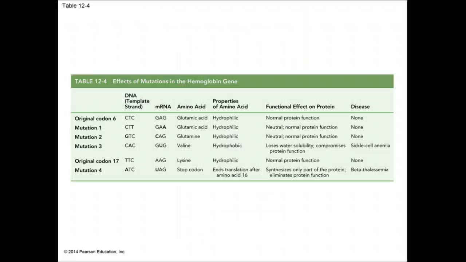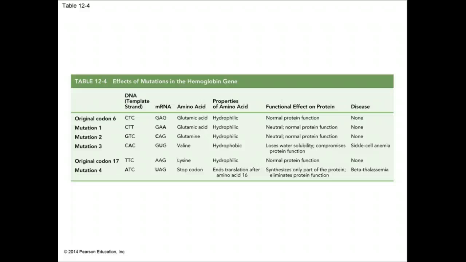This figure is just illustrating the effect of different types of mutations on the hemoglobin gene. As you note from some of these mutations in this figure, some of the mutations turn out to be neutral at the level of the protein, that is, the protein remains functional and normal with the correct amino acid even with the nucleotide change. You can see this with mutation 1 and mutation 2.